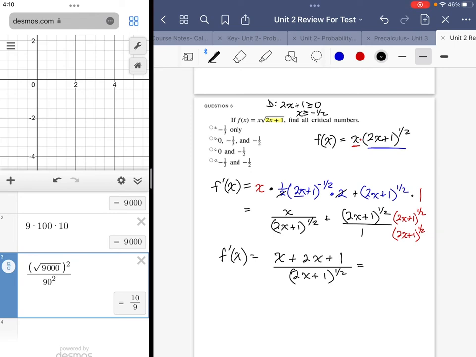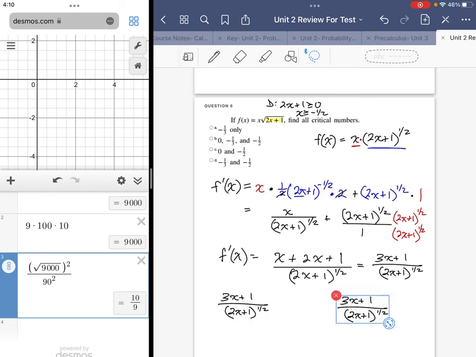All right, so this simplifies just a smidge more to 3x plus 1 over our common denominator, 2x plus 1 to the 1/2. So I'm going to take this fraction, set it equal to 0. And I'm going to set it equal to 1 over 0.